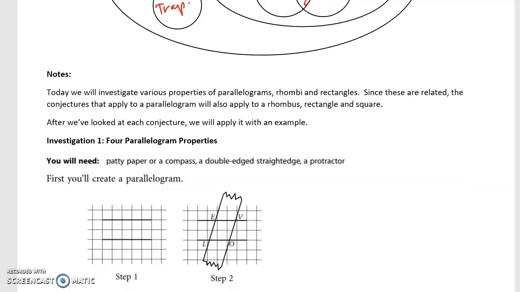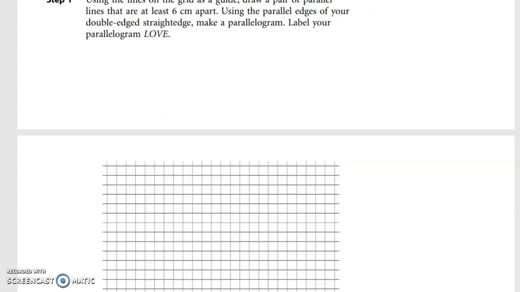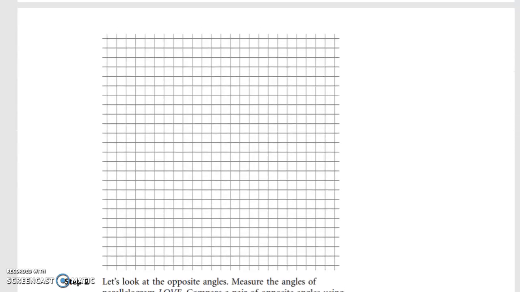And the first thing we're going to do is create a parallelogram on the grid. Okay, so you are going to need a ruler, like a double-edged straightedge, and we're going to need a protractor to do some measuring. So first we are going to draw, using the horizontal lines, and mine aren't going to be so great, two lines that are roughly 6 centimeters apart, but if you're a little closer, that's okay.